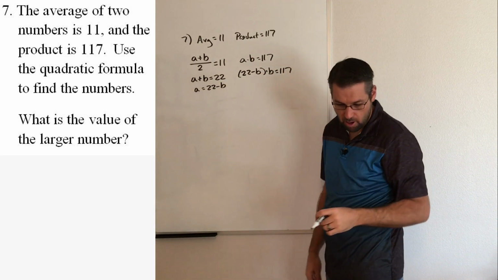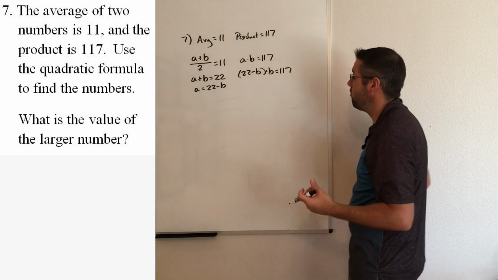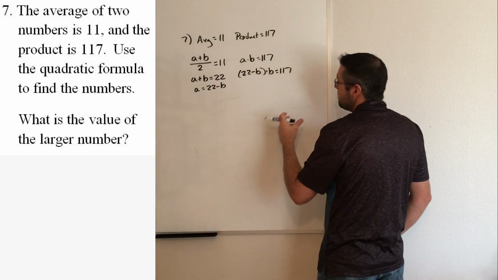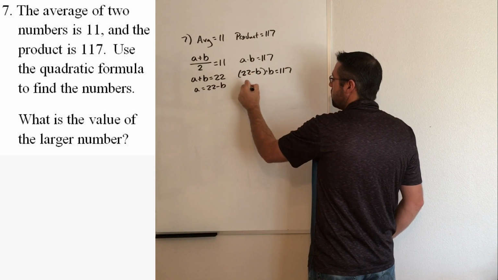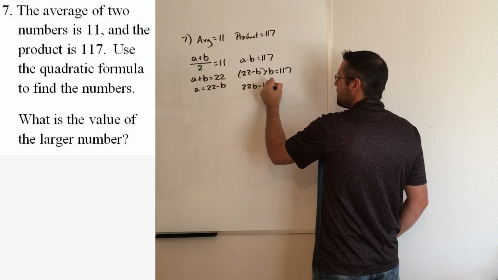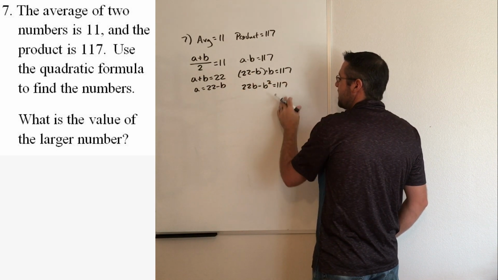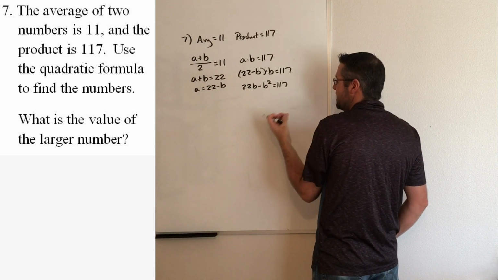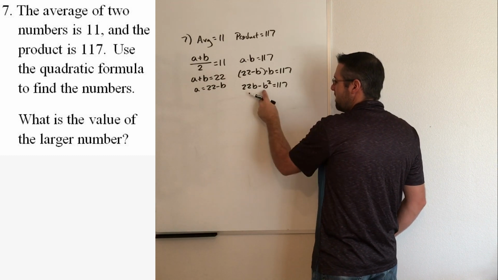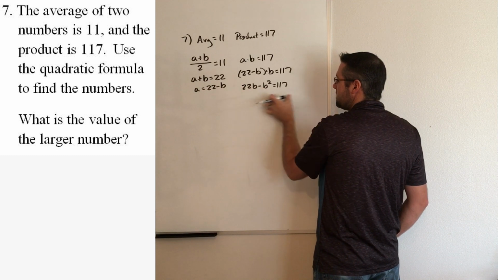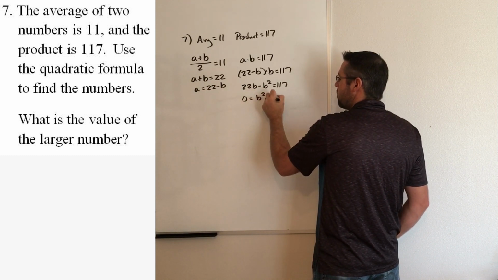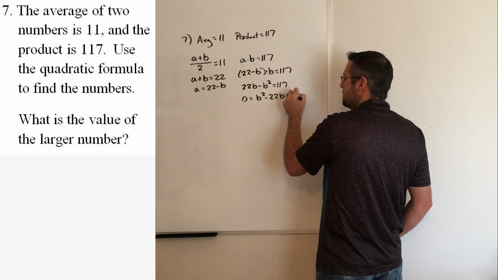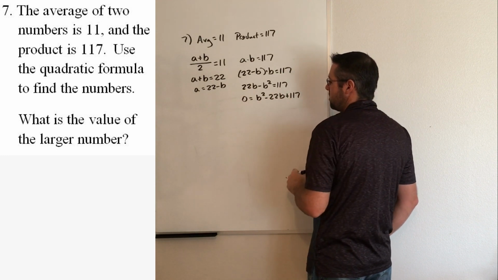In this particular problem, it said to solve using the quadratic formula. So quadratic formula means I got to get it into standard form. So I'm going to distribute the b. I end up with 22b minus b squared equals 117. And then I got to get everything over to one side so it's equal to 0. I like my a values to be positive, so I'm going to move both of these over here. So it'll say 0 equals b squared minus 22b plus 117. And then I'm going to use the quadratic formula from there.